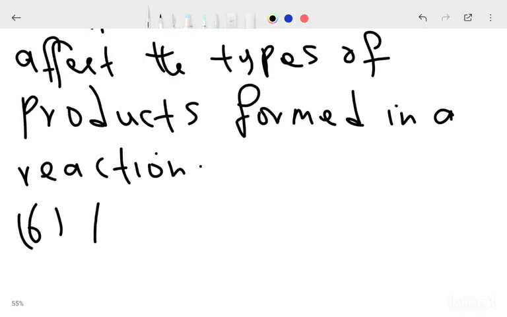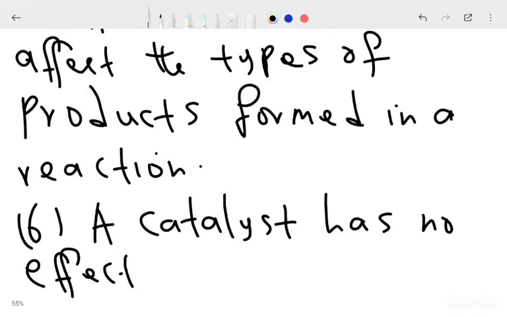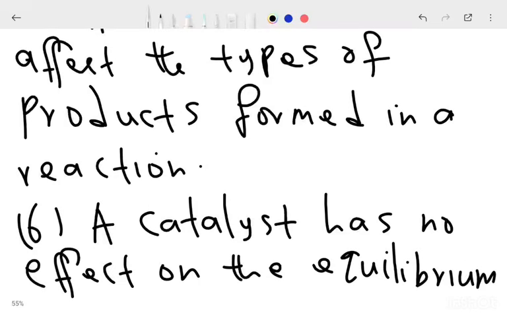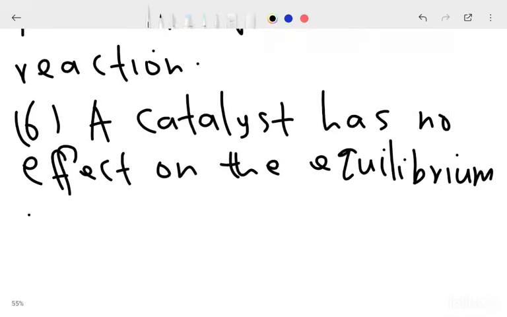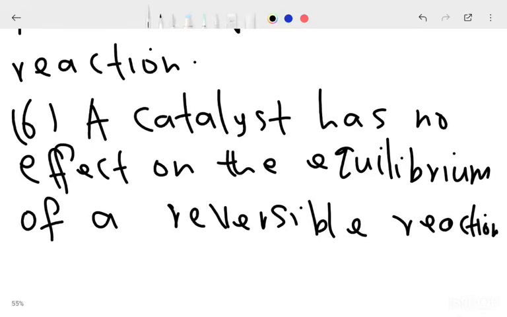Number 6, a catalyst has no effect on the equilibrium of a reversible reaction.